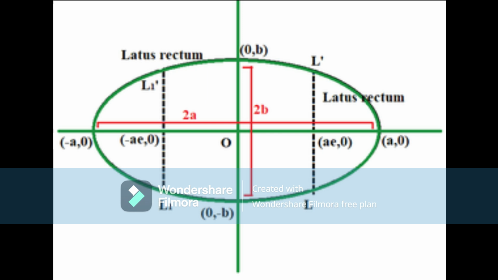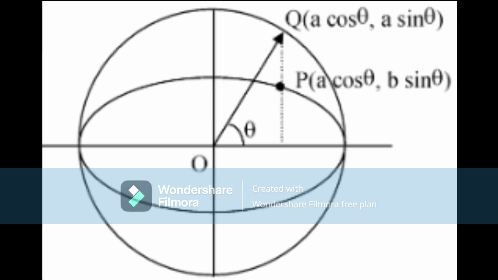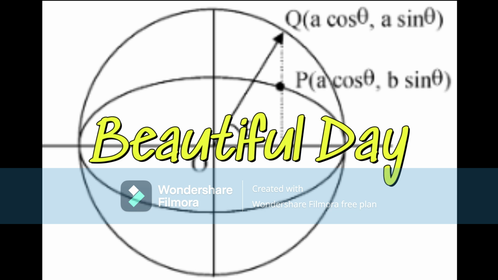Now we will talk about two very important topics: the parametric form of an ellipse and the tangents to an ellipse. These are two highly mathematical concepts, so let's delve into them, and deriving them is not that difficult. It's actually quite easy. So first of all, we know that the general equation of an ellipse is x square by a square plus y square by b square is equal to 1.